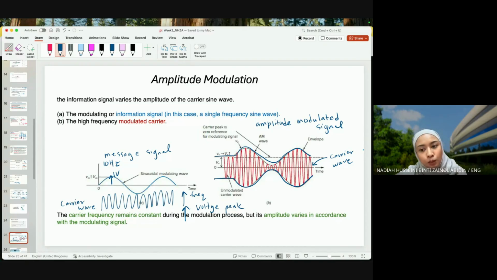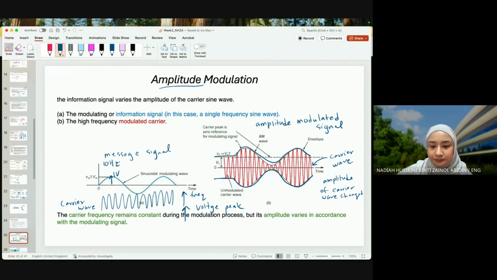Now, what has changed about the carrier wave? The frequency has remained the same, but the amplitude of the carrier wave has changed. That is why it is called amplitude modulation. The message signal has changed the amplitude of your carrier wave. That is how it encodes the message into the carrier wave, by changing the amplitude.